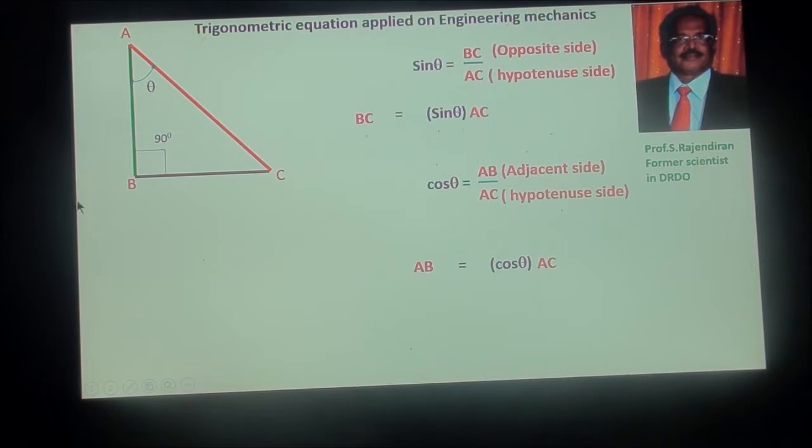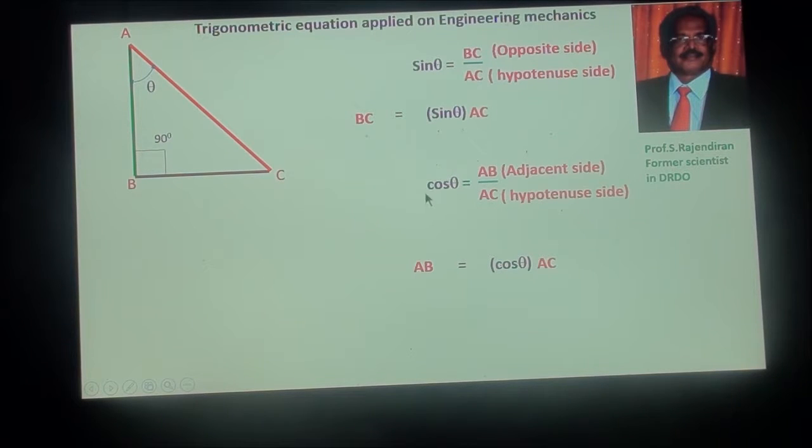We have already seen that sin theta equals opposite side by hypotenuse. Suppose you want the opposite side BC. BC equals sin theta into AC, otherwise sin theta into the hypotenuse side.